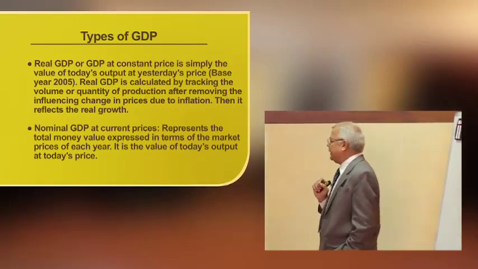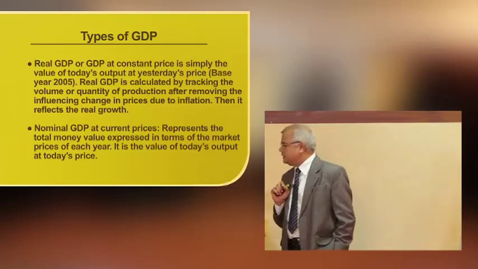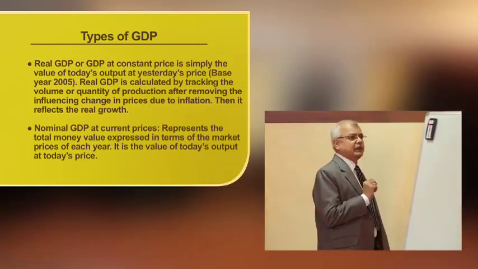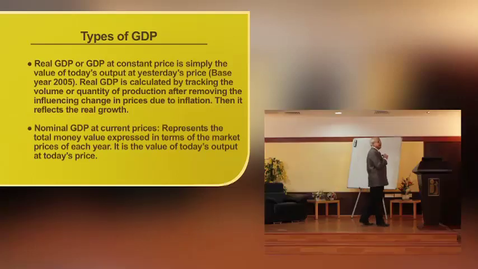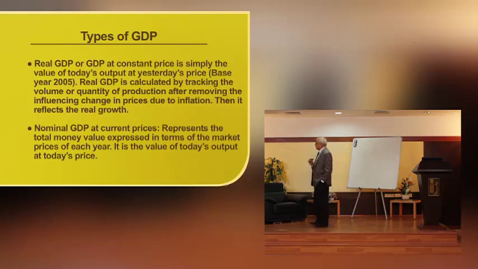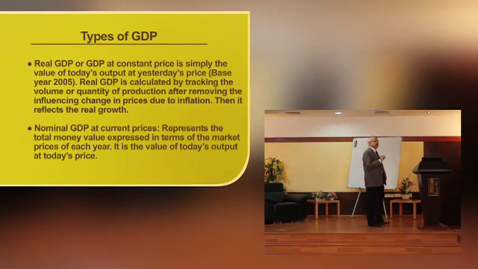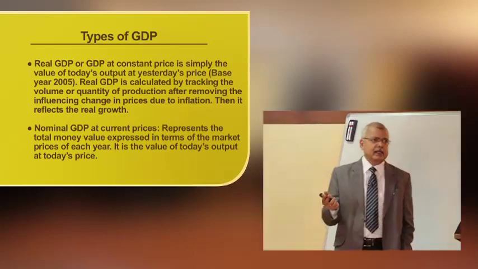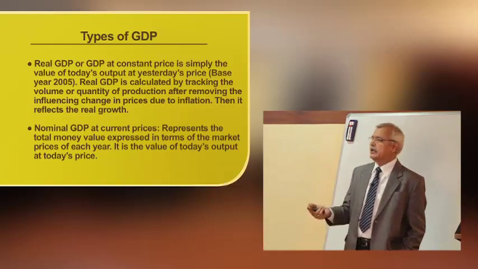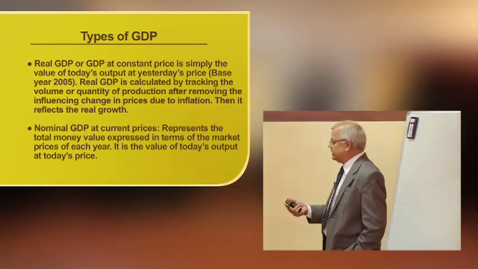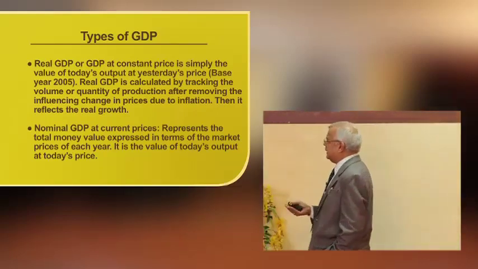These factors have to be kept in mind in making an assessment of the real GDP. And nominal GDP at current prices represents the total money value expressed in terms of the market prices of each year. It is the value of today's output at today's price. So we have these two options, a real GDP at the base year price, a nominal GDP at the current price.